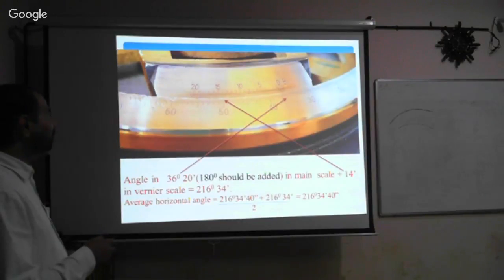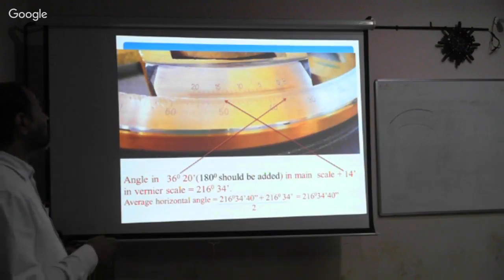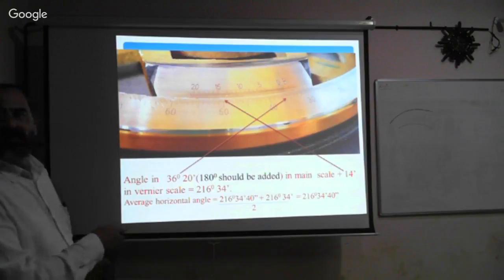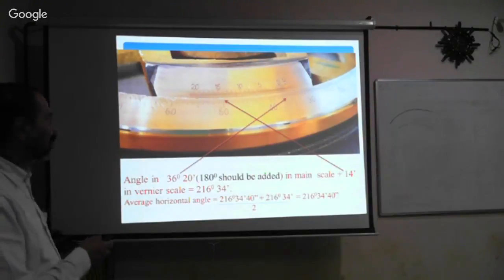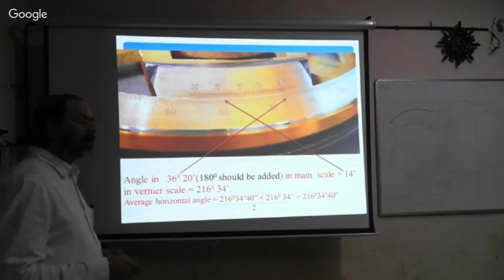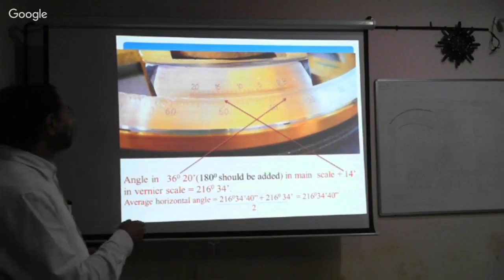Where is it coinciding now? From here, 5, 10, 11, 12, 13, 14. It is coinciding exactly at 14, isn't it? 14 minutes. Yes. Now, therefore, main scale 36 degree 20 minutes, and in the vernier scale it is 14 minutes. So now the reading of this position of this instrument is how much?